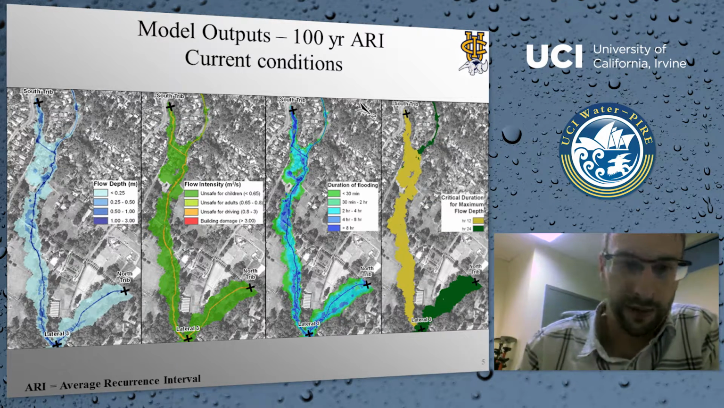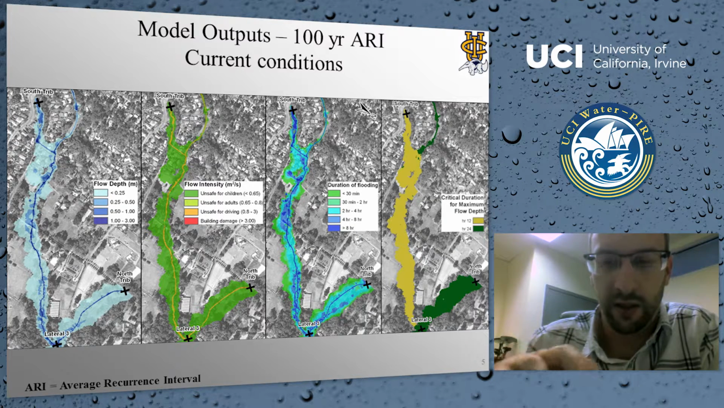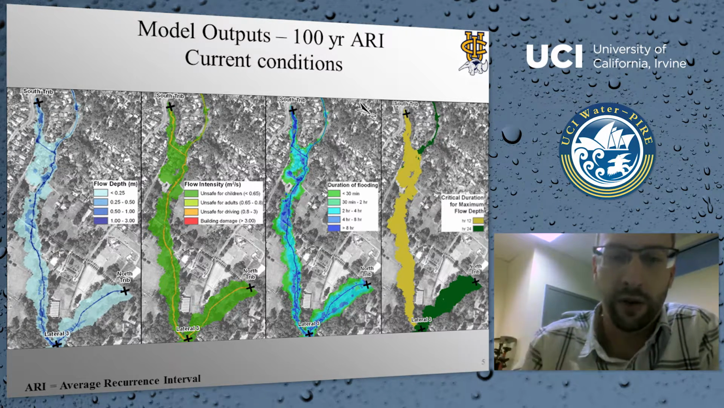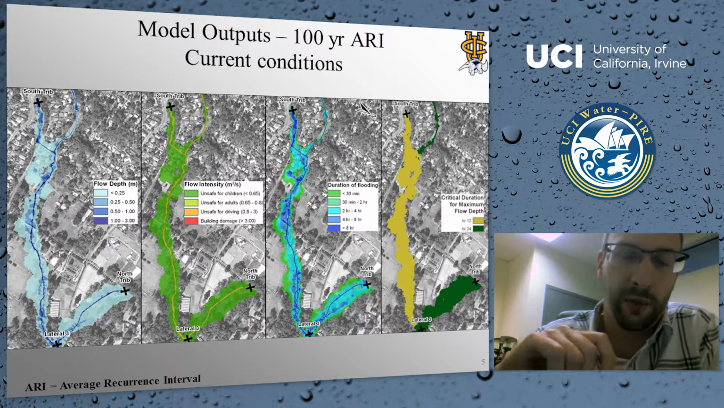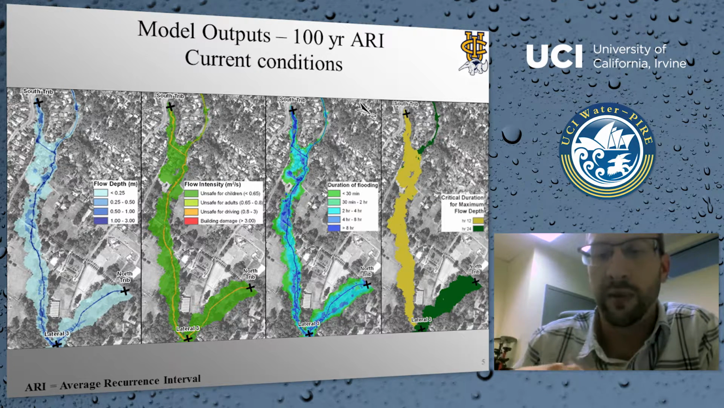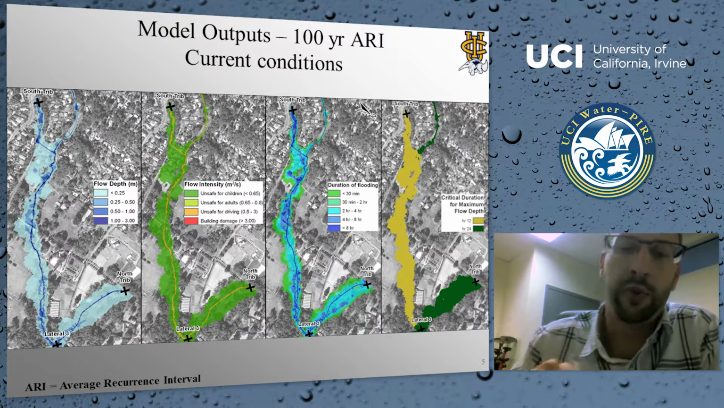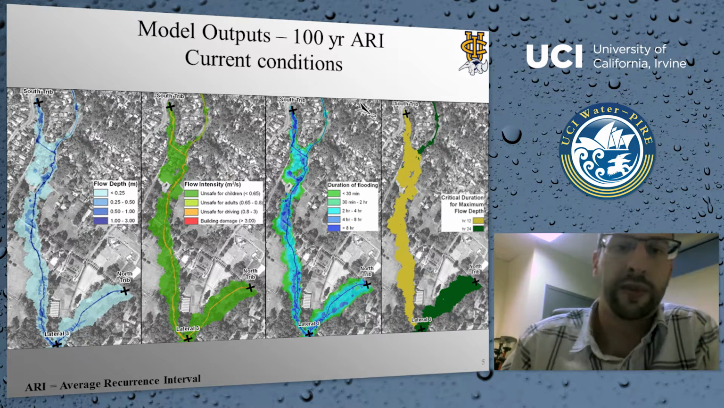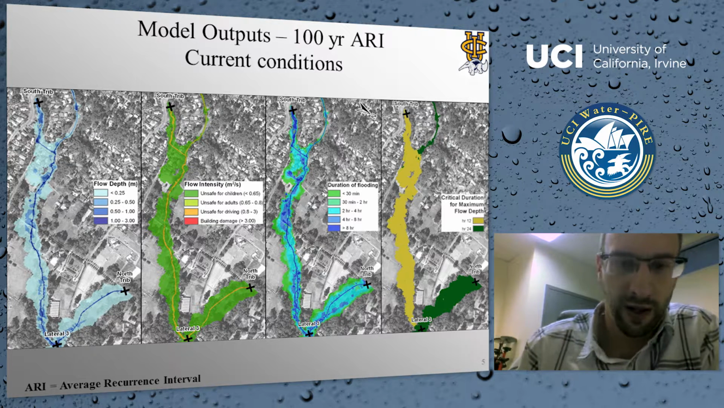What we're doing to create these visualizations is we aggregate predicted values from our model across different storm durations for a particular return period event, and then we visualize only the maximum values for each output from the model. So on the left-hand side, I'm plotting the flow depths for the 100-year event.